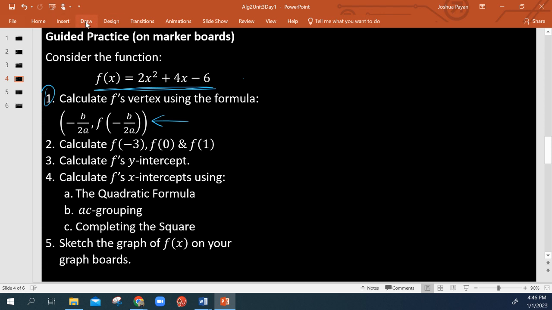Okay, so let's go ahead and calculate that. So all we're going to do, if you remember, when we're written in standard form, we have A, B, C. All we're going to do is plug in A and B where they go here in this little formula. So to find our x coordinate for our vertex, we're going to put negative b divided by 2a. So let's go ahead and do that. So negative b divided by 2 times a, right?